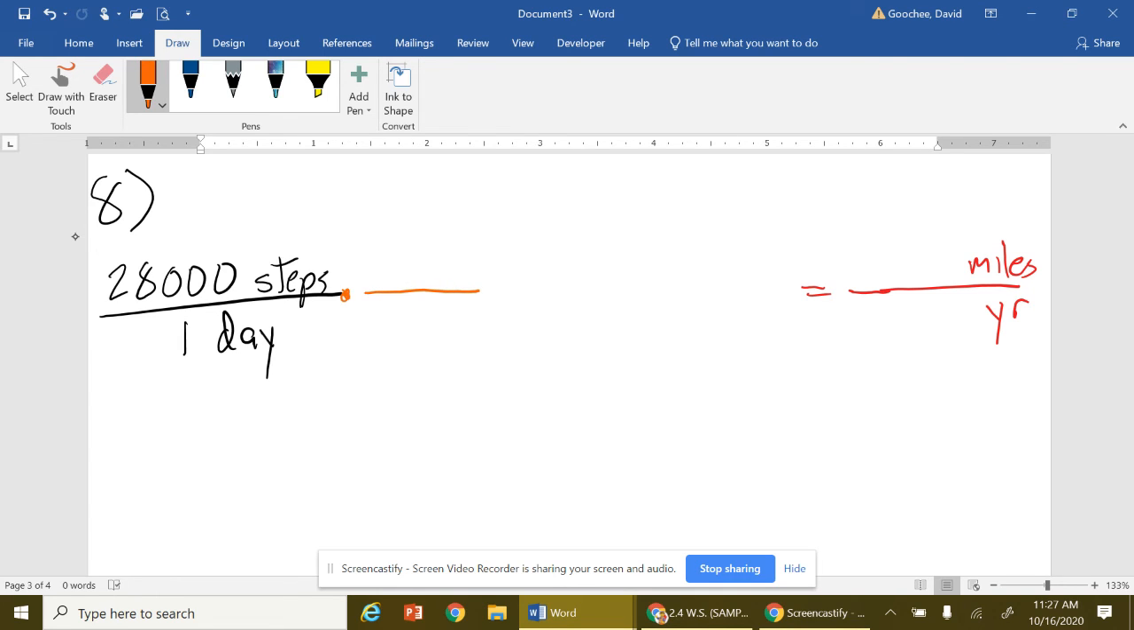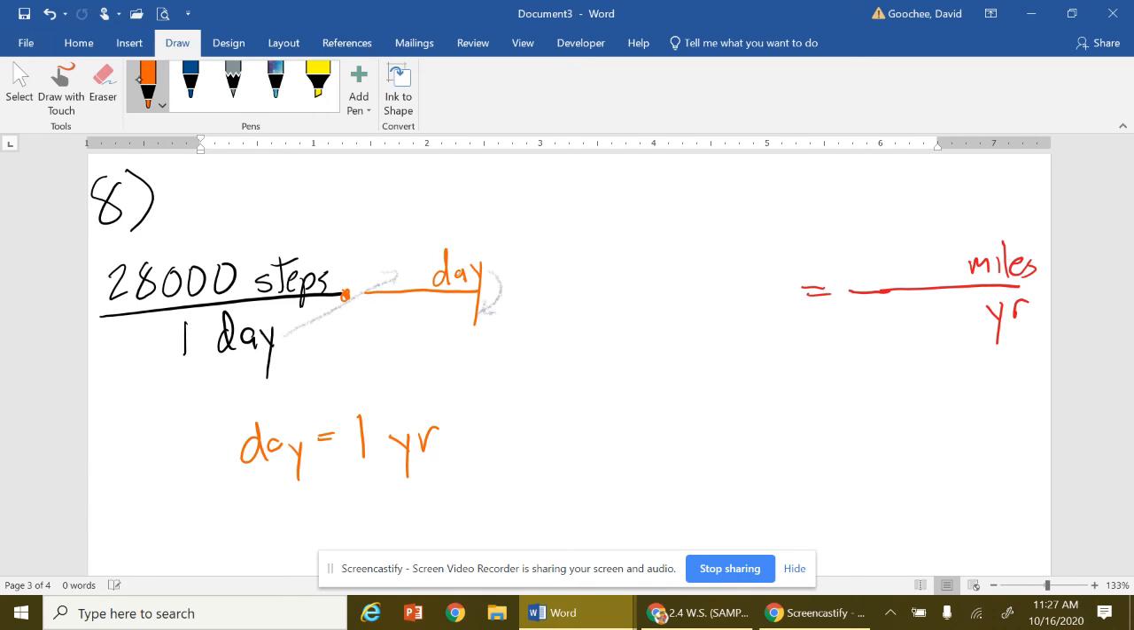Okay. All right. So look, guys, I want to get rid of days on the bottom. I'm just going to choose to do the bottom conversion first. It doesn't matter. I want to get rid of days. Days is on the bottom. I'm going to put days on top. What can I convert days into? Well, I'm trying to convert it into years. Can I get from days into years? Yes, because I'm in high school.